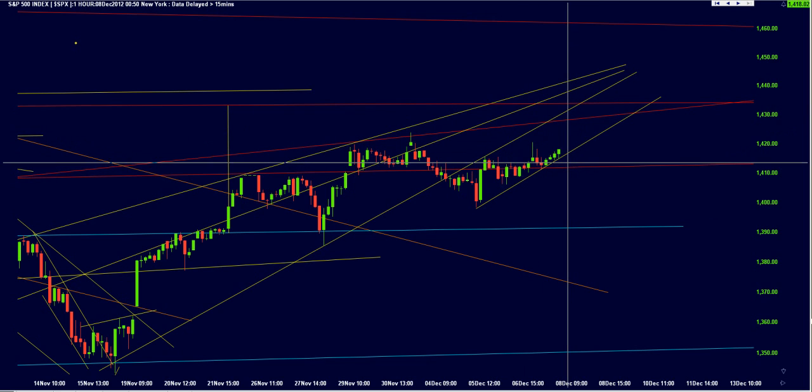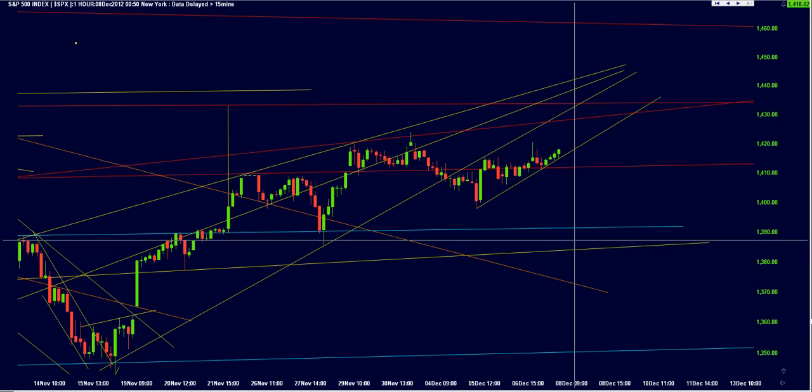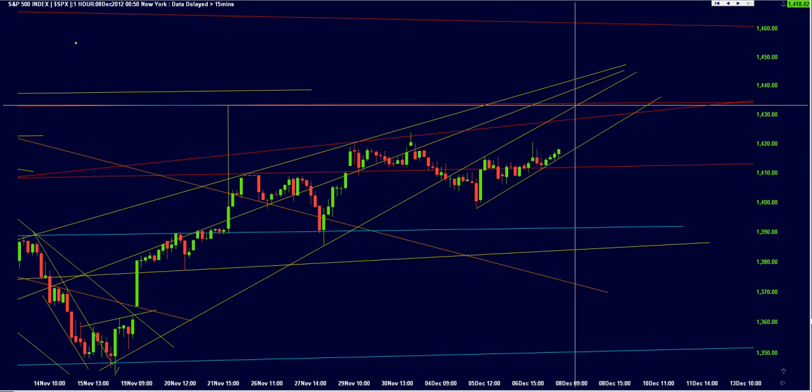I would be concerned if the S&P 500 broke this area here, and if we broke underneath our right shoulder over here, that's when I would be starting to be bearish on this market. But for now, I think that we're definitely going to get up to this area, and then in the week ahead, we'll have to assess where we go from that point onward.